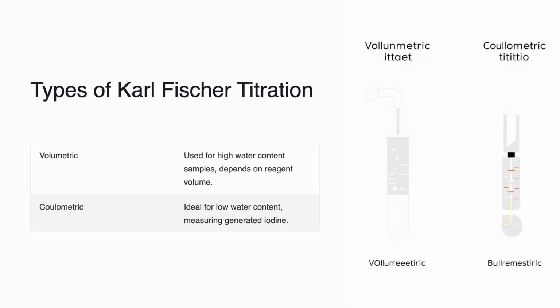Types of Karl Fischer titration. Karl Fischer titration can be further categorized into two types. First is volumetric Karl Fischer titration and second is coulometric Karl Fischer titration. The first one, volumetric, is used for high water content in samples, ranging from 1% to 100%, whereas coulometric is used for very low water content, that is 1 to 5% in the sample. Also, iodine is prepared in situ in coulometric titrations. This is the major difference between volumetric and coulometric titration.